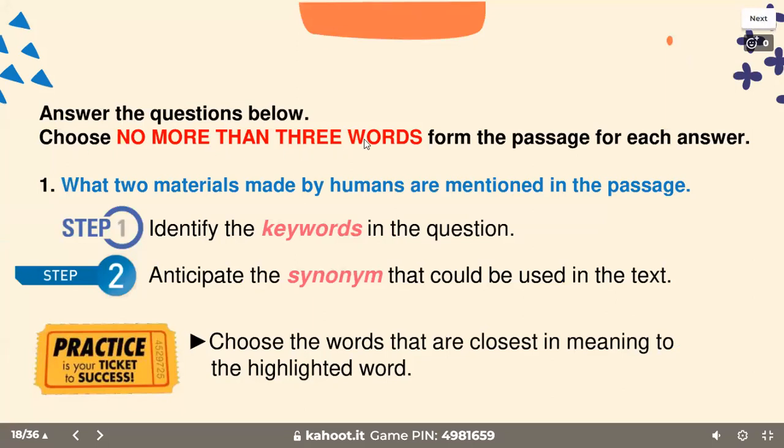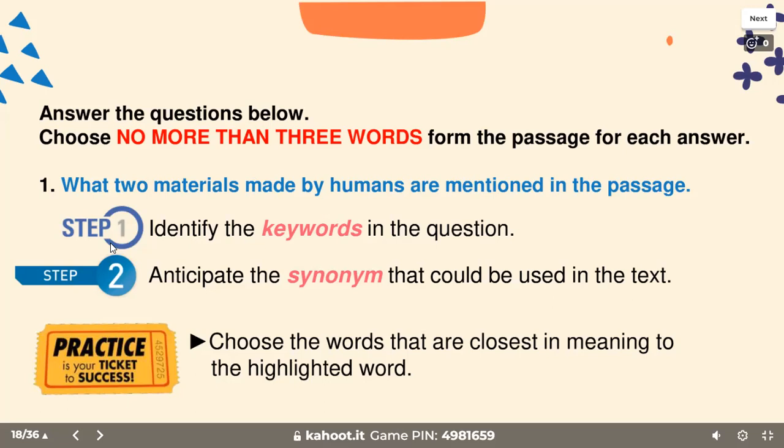Choose no more than 3 words from the passage for each answer. So here you have the question and you have the instructions. And I told you, when it comes to listening and reading, you need to pay attention to the instructions. If you come up with an answer that exceeds 3 words, you will get a 0. Now, this is the question. What 2 materials made by humans are mentioned in the passage? This is question number 1.